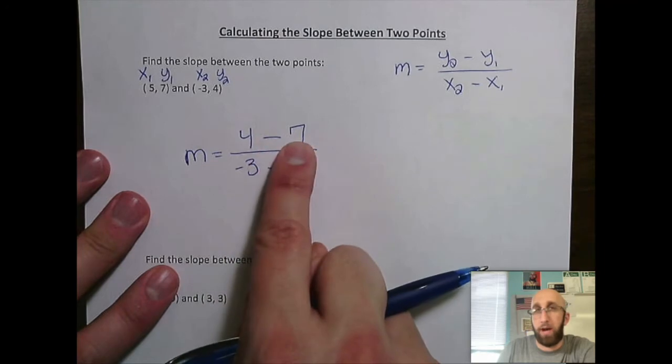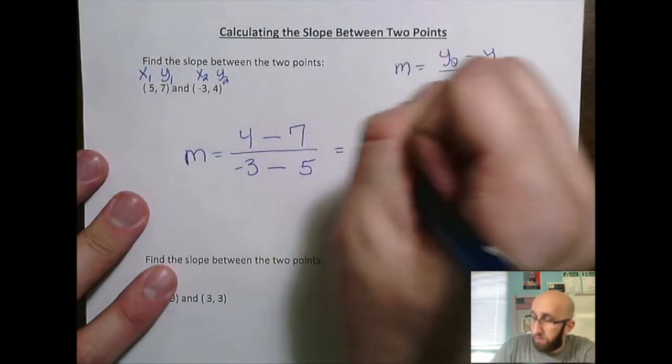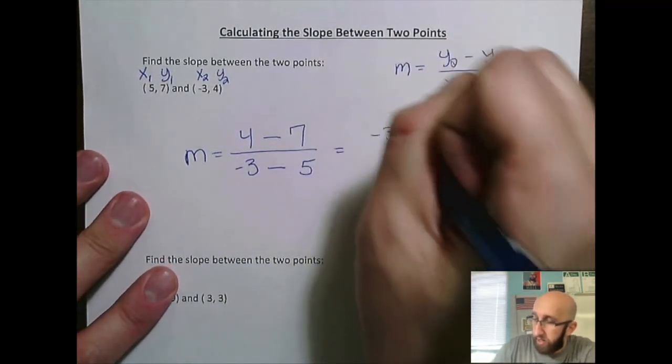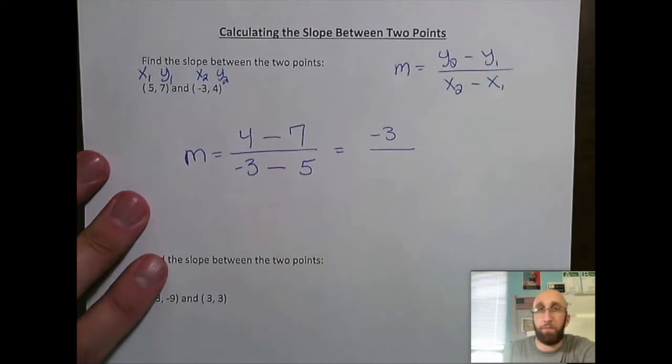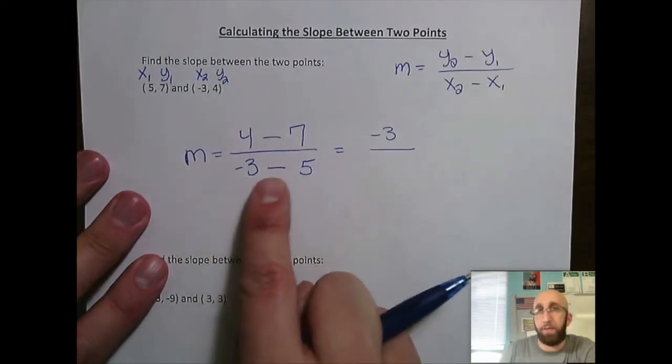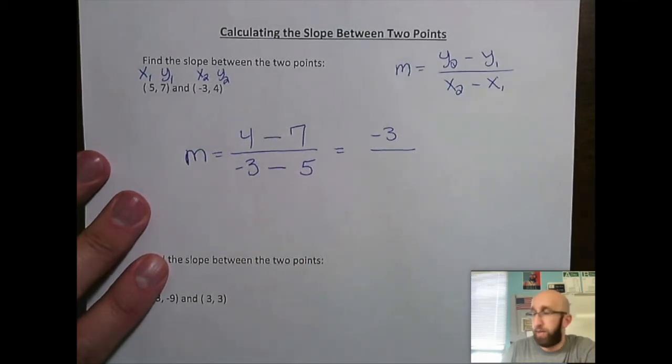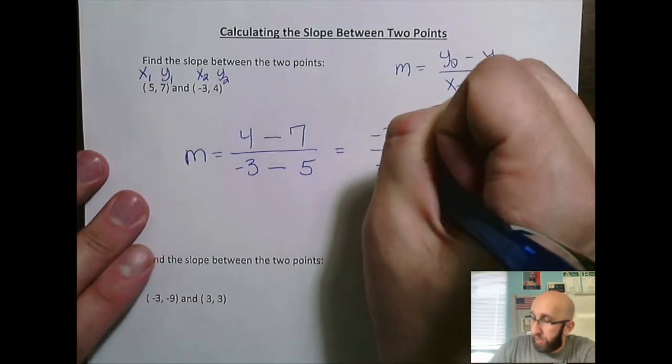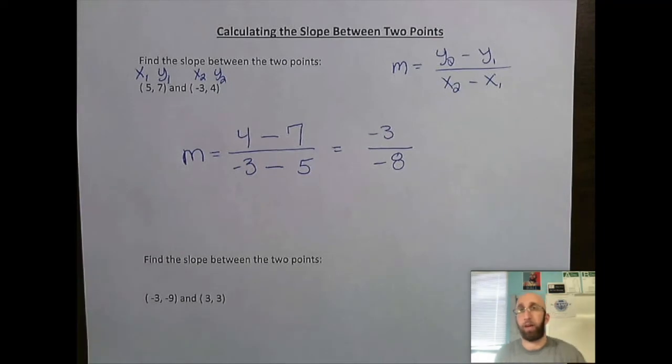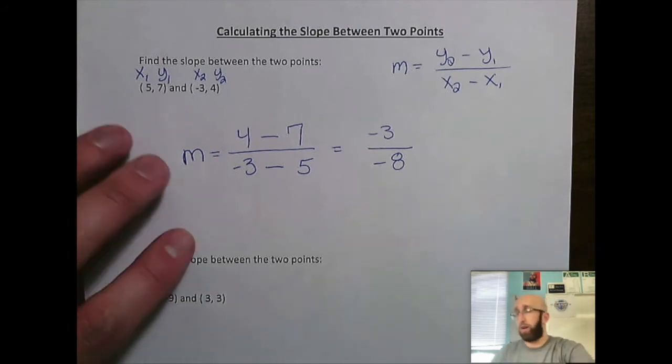So we got 4 minus 7, which is -3. 4 minus 7 is -3. On the bottom, I got a -3 minus 5, which is -8. Okay? If fractions are not your strong suit, we do need to make sure these are reduced and as cleaned up as possible. So maybe you look at -3 over -8 and you're like, I'm not really sure if that's reduced. Let the calculator handle the work for you.